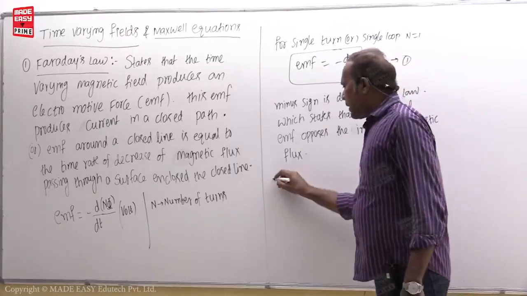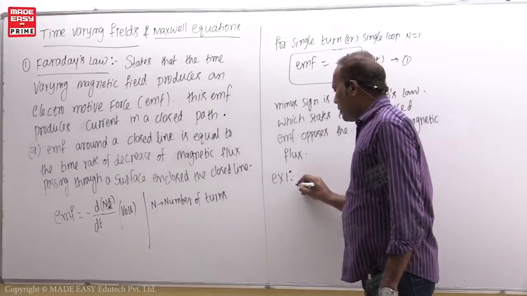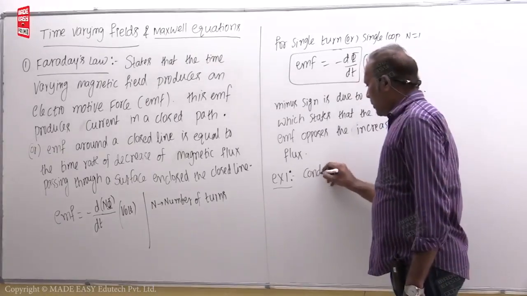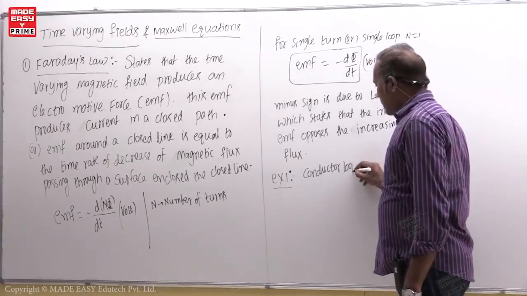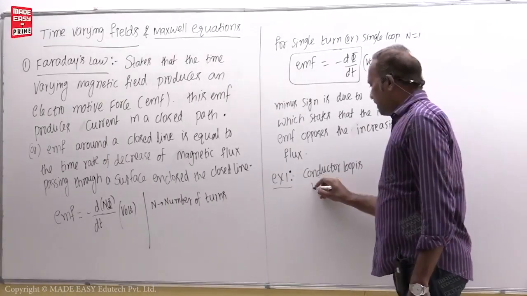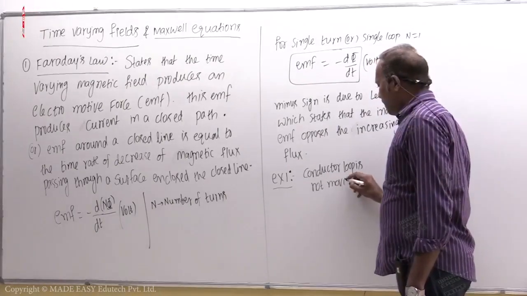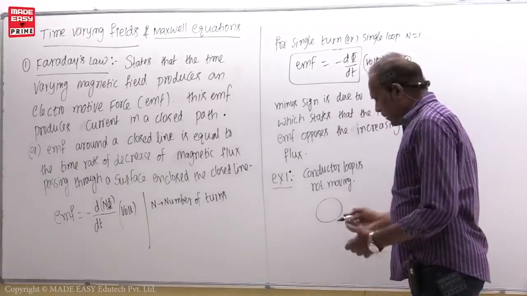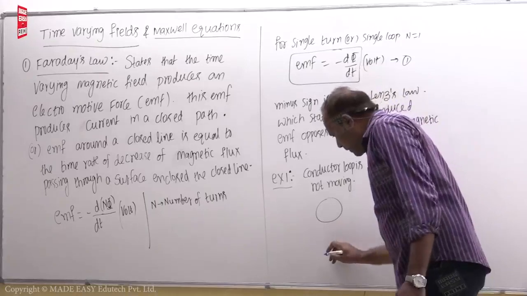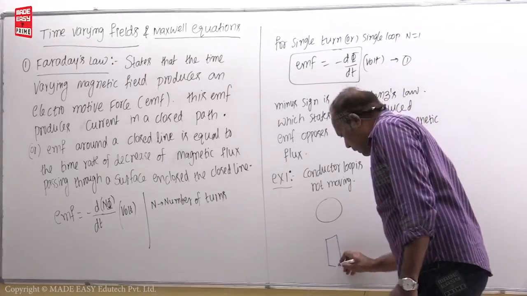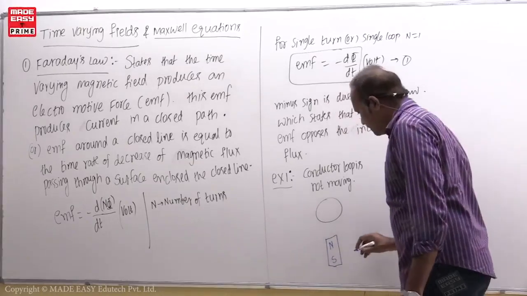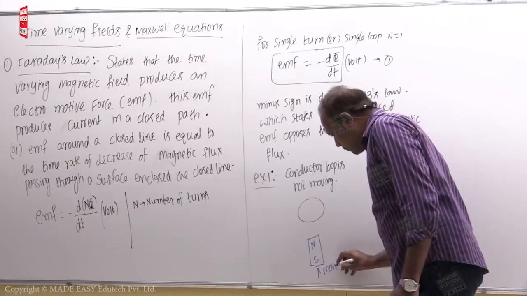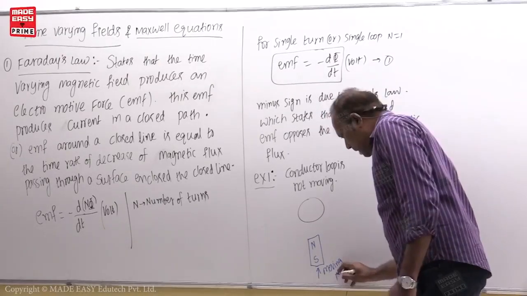Actually, what this statement says, I will take one example. For example, here in example 1, the conductor loop is not moving. A conductor loop is there, and it is not moving. Then you take one magnet here, and this is the north pole and this is the south pole. So this magnet is moving upwards. So it is a moving magnet.